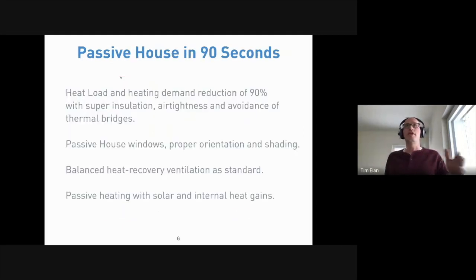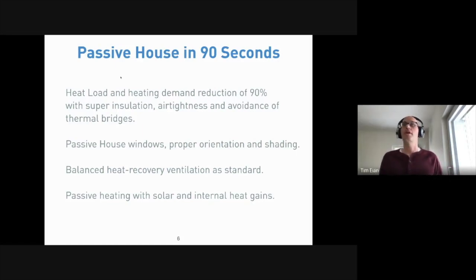Generally, I'd like to play a little video, but we couldn't get that to work today, so I'll give you my Passive House in 90 seconds, or perhaps even less. The Passive House standard provides us with a heat load and heating demand reduction generally in the vicinity of 90% over status quo. It does that with super insulation, airtightness, the avoidance of thermal bridges. These are principles I will show you here, and I will keep coming back throughout the presentation. Other core components of it are what we call passive house windows, and we'll talk about what that means in the context of a cold climate.